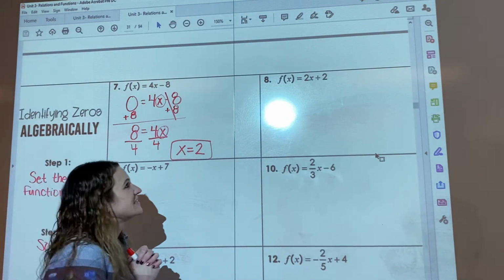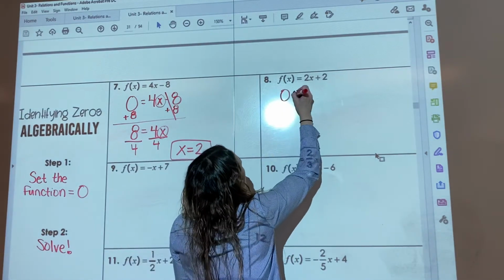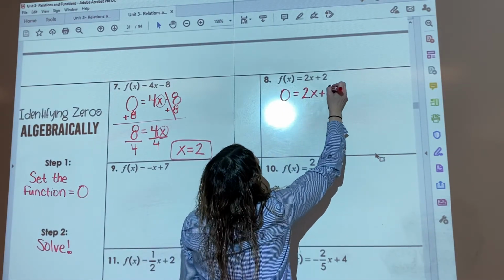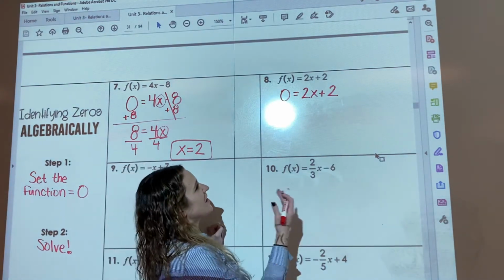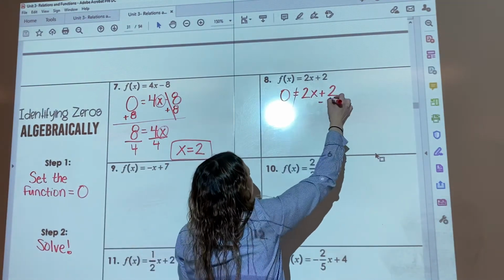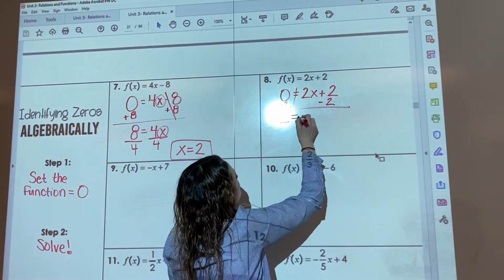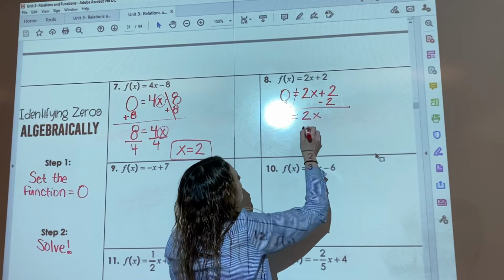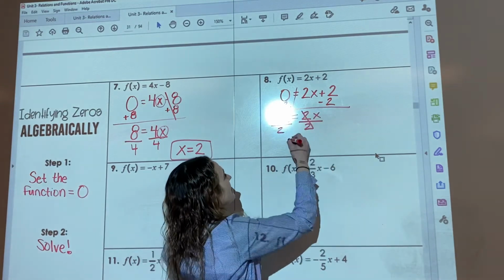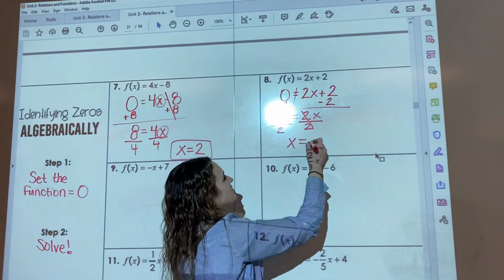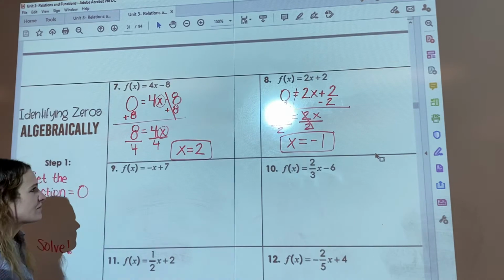Number 8. That f of x, I'm going to have to set that equal to 0. Bring down everything else. Again, we're going to want to get rid of that constant term first. So I'm going to subtract the 2, giving me negative 2 equals 2x. And when I divide by 2, to isolate that x, to get it all by itself, I know that negative 2 divided by 2 is going to give me negative 1. So far, so good.